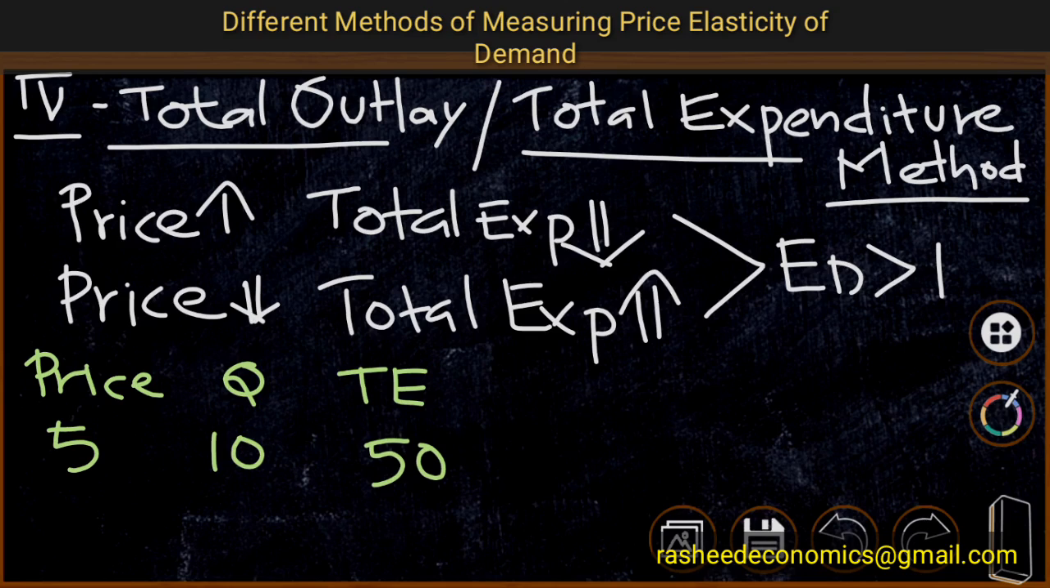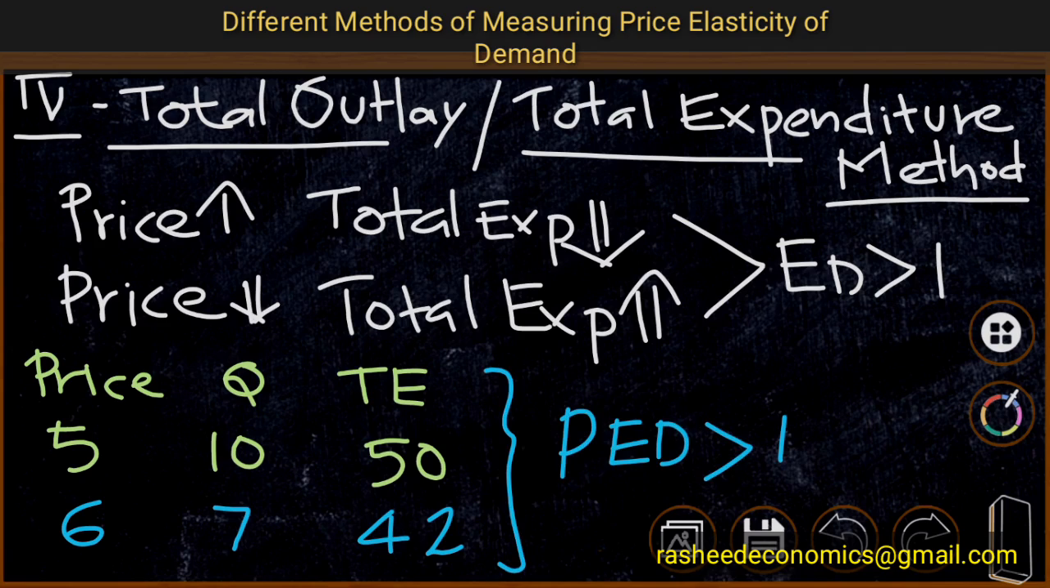Now let us consider a price increase of the commodity. Price of the commodity initially was 5 and the consumer is consuming 10 units and total expenditure on the commodity is 50. When price increased to 6, the consumption of the commodity decreased from 10 to 7 and total expenditure on the commodity decreased. Therefore, as per the analysis, when price increases, total expenditure decreases, and automatically we can say that price elasticity of demand is greater than 1. That is, when price increases and total expenditure falls, price elasticity of demand is greater than 1.